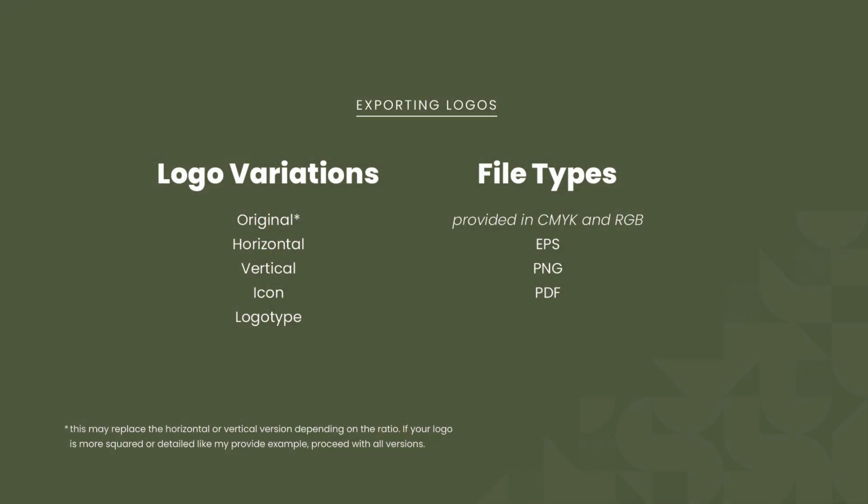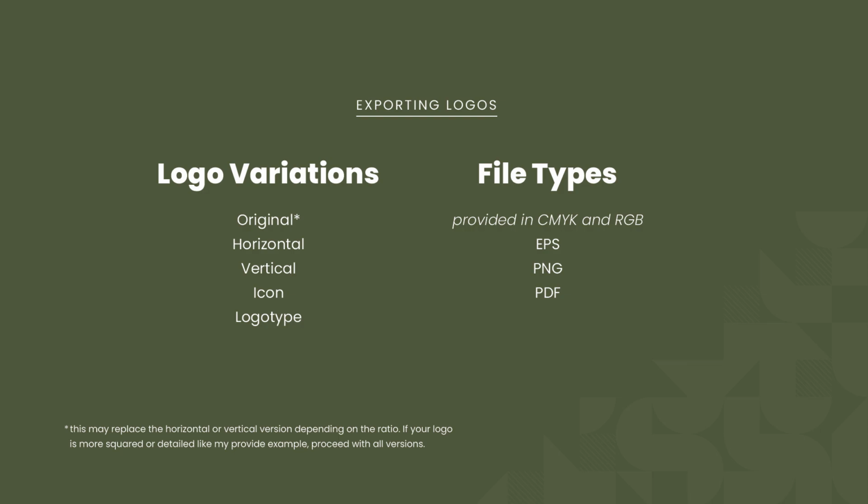These are going to be the different variations and file types that I would recommend. So you have your original. In this case, it is different than the horizontal and vertical, but it might take the place of one of those. I would recommend doing this in addition if your logo is more square: the horizontal and vertical version so that it can fit different spaces, the icon itself, so the visual piece of it, and then the type, so just the text.